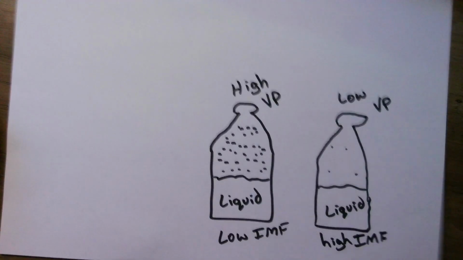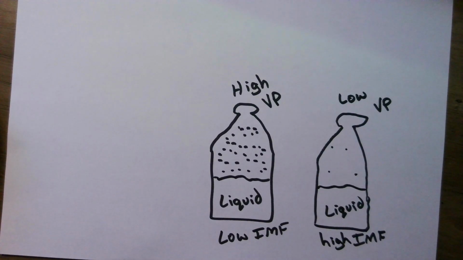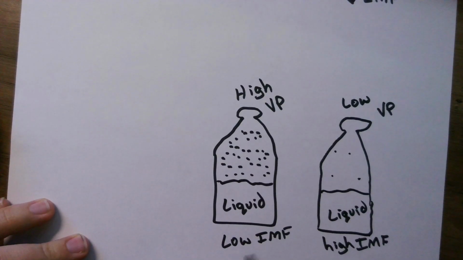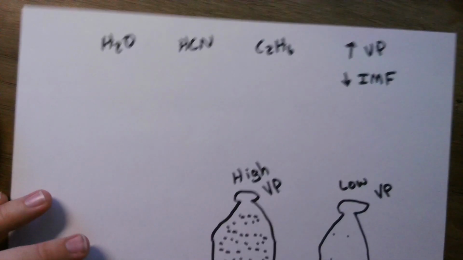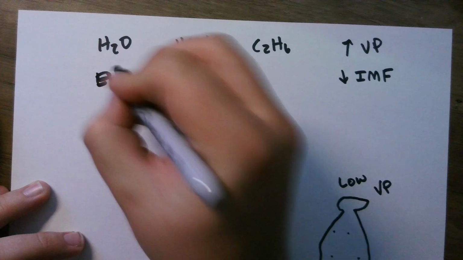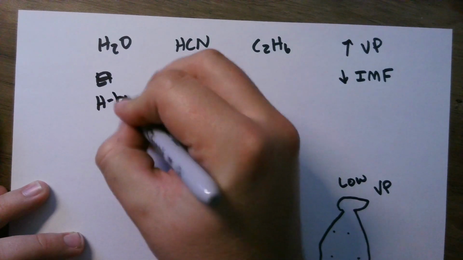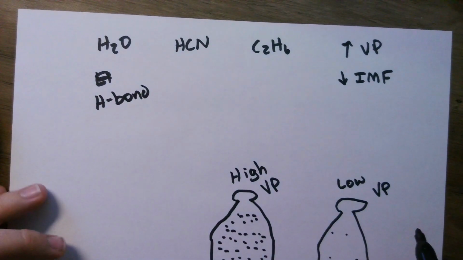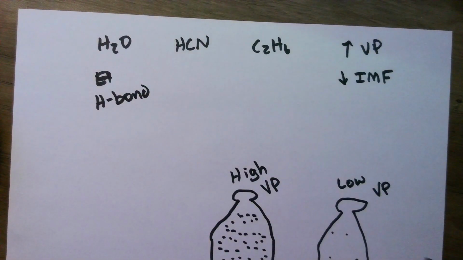This is the only relationship with IMFs that's backwards. Usually high IMF means high boiling point or high anything else. But this is the one relationship that's backwards, which is why they love to ask it. Low intermolecular forces make your vapor pressure higher. So if we're comparing these, I'm just going to start and tell you guys: this has hydrogen bonds, so it has the highest intermolecular forces.